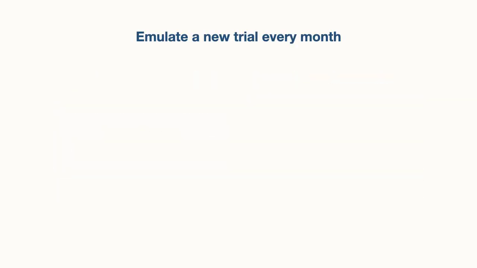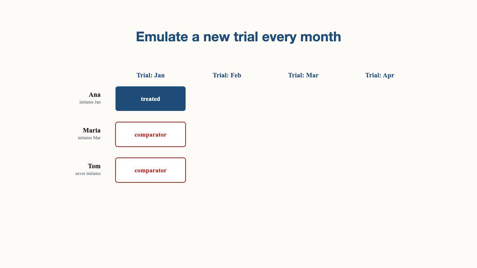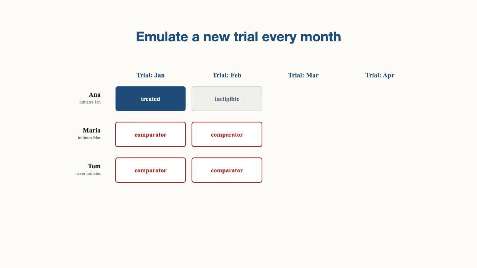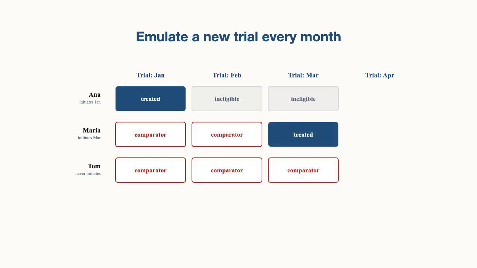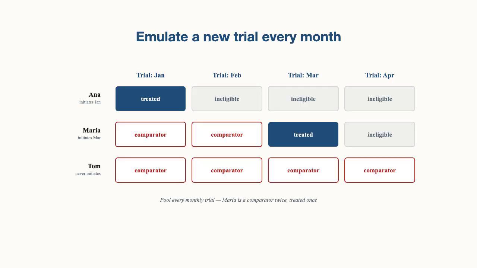Thread 1 first. Instead of hunting for the one true time 0, stop hunting and emulate a brand new trial every single month. Watch, in January's trial, everyone eligible that month enrolls. Anna starts a statin in January, so she is in the treated arm. Maria and Tom have not, so they are comparators. February, same idea. March, now Maria starts, so in March's trial she is treated, while Tom is still a comparator. Anna, already on a statin, is simply ineligible for the later trials.